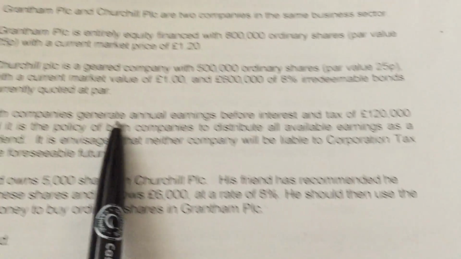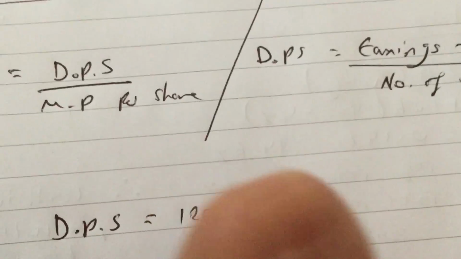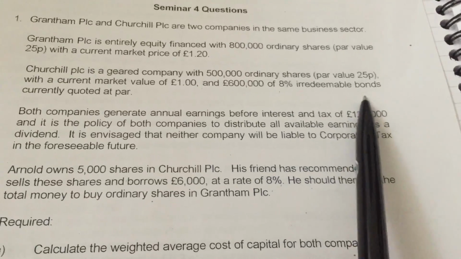Well, we know our earnings is 120,000. They've given us that, for both companies: earnings before interest and tax of 120,000. So for Churchill, 120,000 minus any debts. Well, we know that they have 600,000 of 8% irredeemable bonds.